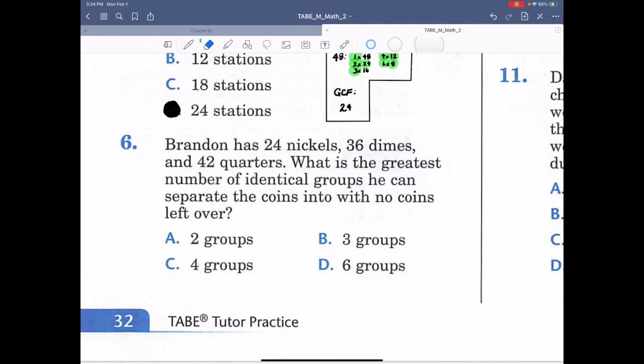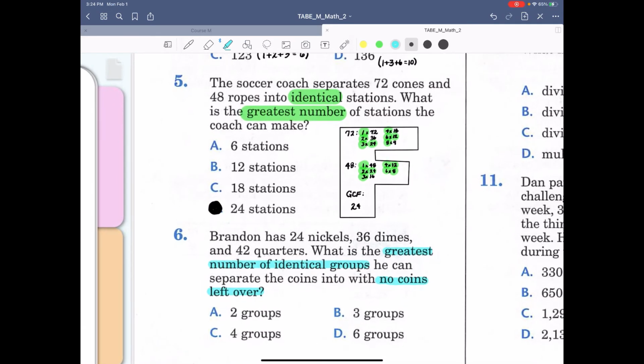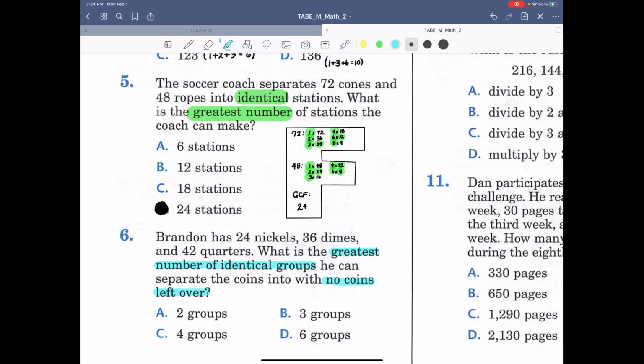Number 6. Brandon has 24 nickels, 36 dimes, and 42 quarters. What is the greatest number of identical groups he can separate the coins into with no coins left over? See the similarity to this one? It's the same set of keywords, greatest number of identical groups.